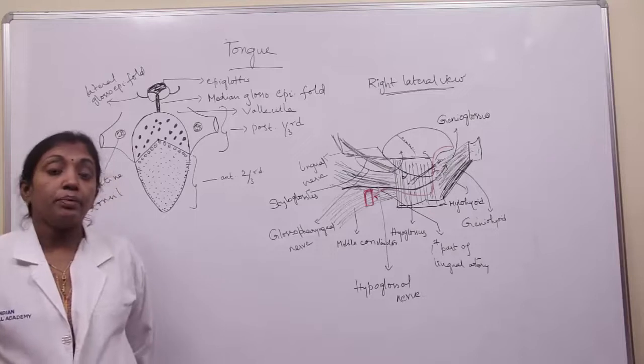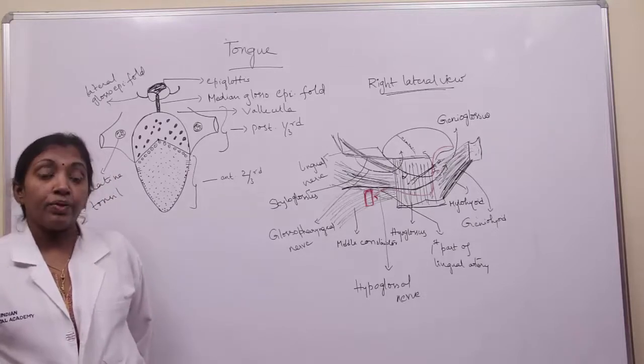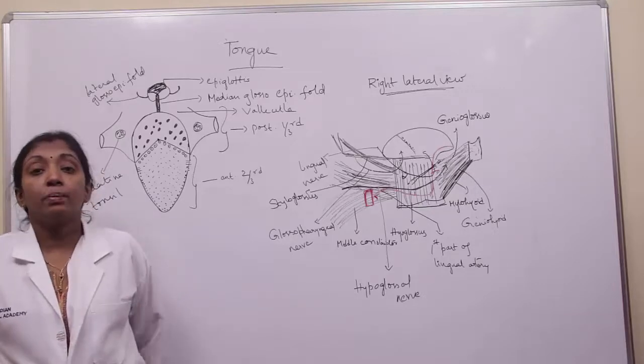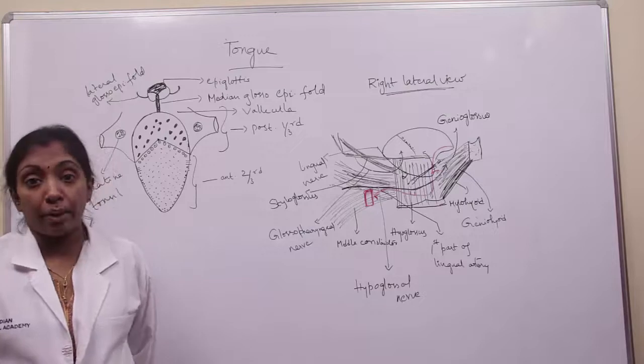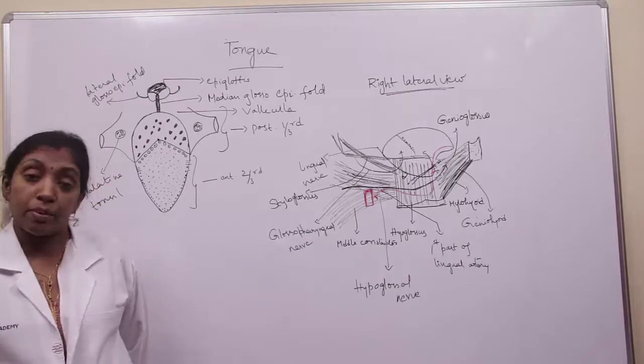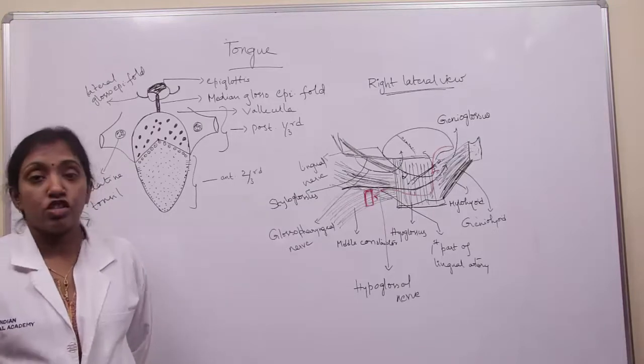And the tongue maintains thermoregulation in lower animals by panting, and also some tongue prints, that means the pattern of lingual papillae, are useful for medico-legal purposes for personal identification. Some functions of the tongue.